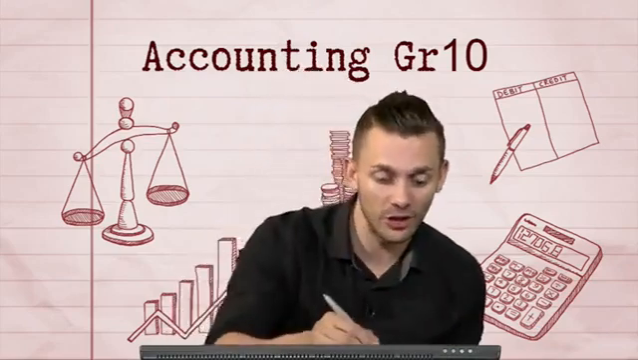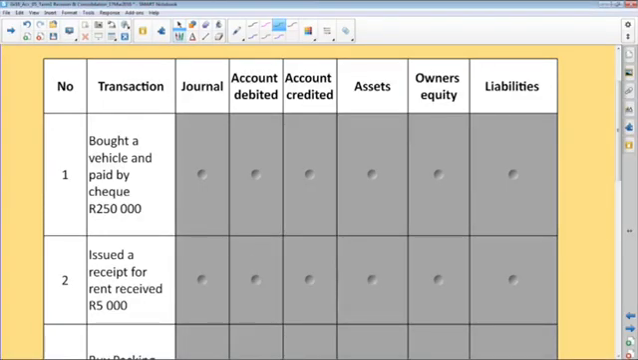Okay, guys, let's look at it. So we bought a vehicle and we used a check. Easy, we bought. So what did we buy? A vehicle. We have the amount of 250 and we used a check. So that is your bank. Your bank will go down because we are using the CPJ. Your account debited, your vehicles, we have more vehicles.